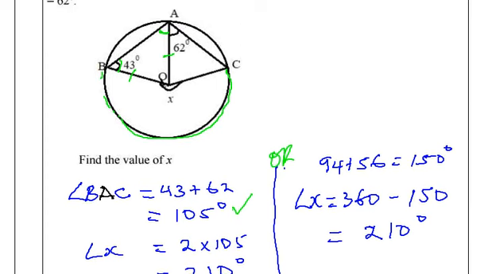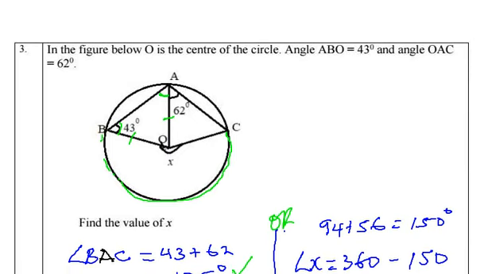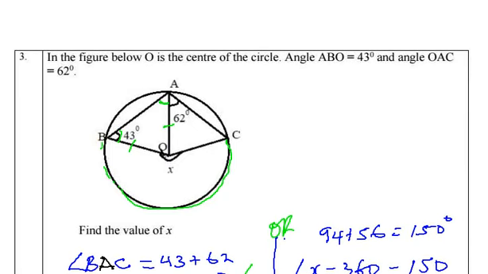Now what if my eyes can't see that? How else can I answer this question? I want to go back here. Already we said this angle here is 43, so that means we can work out this angle here. This plus this should give us 180. So now the angle here is 94. Feel free to work it out.